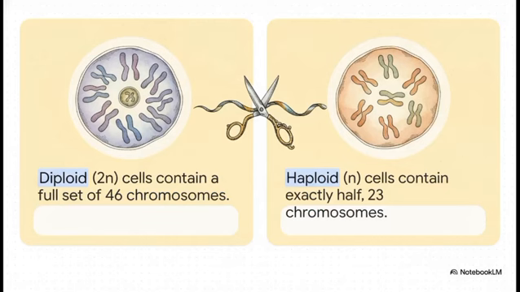And that brings us to the absolute most important mathematical rule of this entire topic, ploidy. A diploid cell, which we represent as 2N, contains a full set of 46 chromosomes. A haploid cell, represented as N, contains exactly half, just 23 chromosomes. Vocally tracking whether a cell is diploid, 2N, or haploid, N, at every single step is your core strategy here. If you can track the N, you're going to ace this topic.